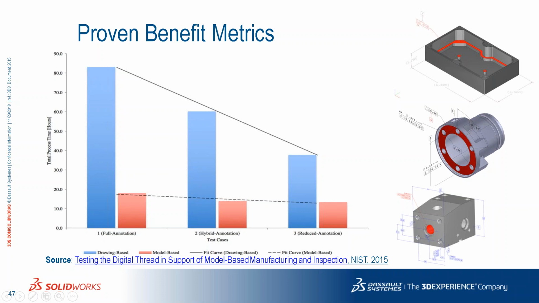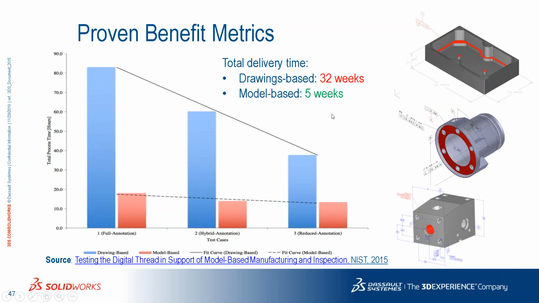The time saving is actually in manufacturing and inspection, because modern processes can leverage information from the PMI and automatically create the parts program or the CMM program. Another aspect that was considered is the delivery time. The model-based models took only 5 weeks, while the drawing-based manufacturing took 32 weeks to deliver the parts. Why? Because there were many clarification requests, and those clarifications stopped production, and there were big delays.